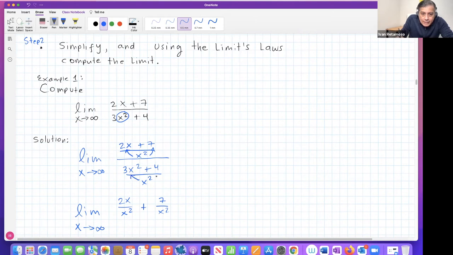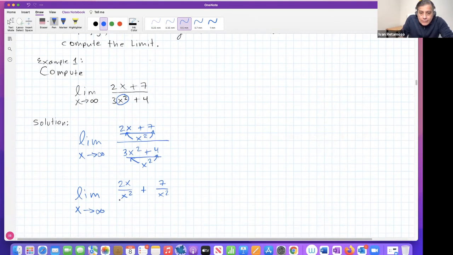So we're dividing both by x squared because this is the highest power of the denominator, both numerator and denominator. When you distribute the division here, you get this. Here you get 7 over x squared. On the denominator, you get 3x squared over x squared plus 4 over x squared.